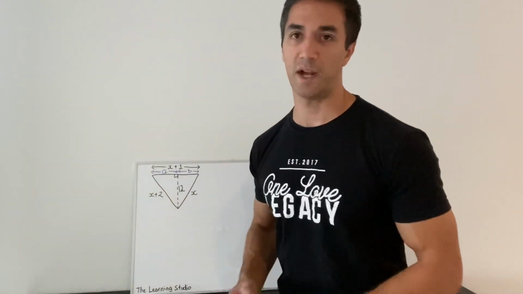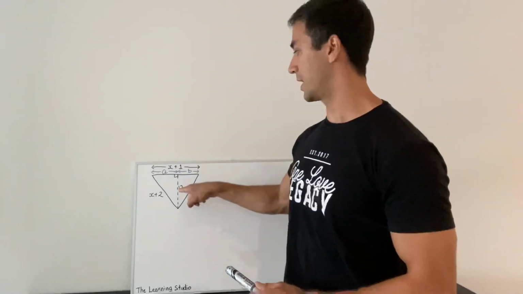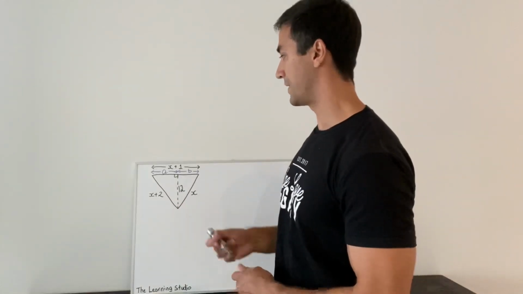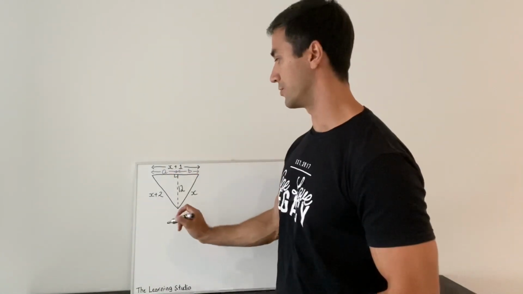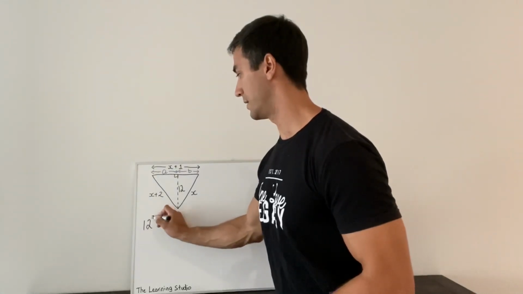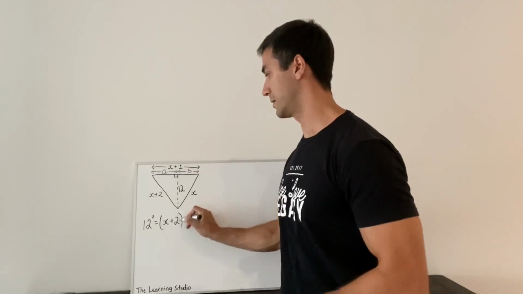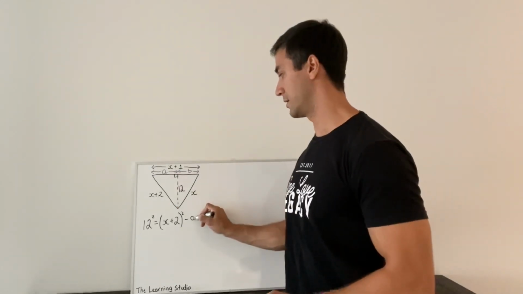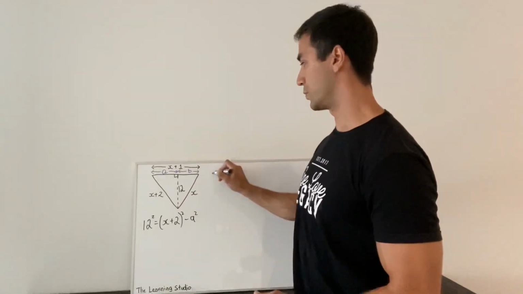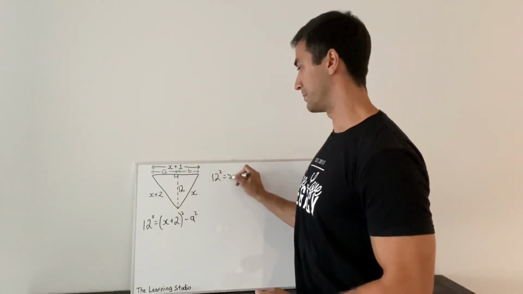All right. So there's a few ways that we can link all these variables together. So the first way is to use this common edge, right? So if we apply Pythagoras' theorem to the left-hand triangle, we have that 12 squared is equal to x plus 2 squared minus a squared. And if we use the right hand triangle, we get that 12 squared has to be equal to x squared minus b squared.